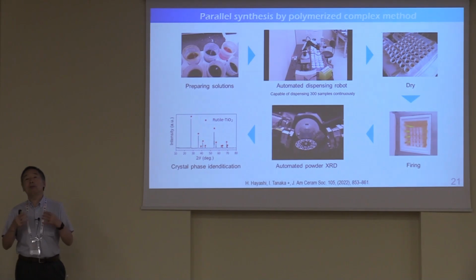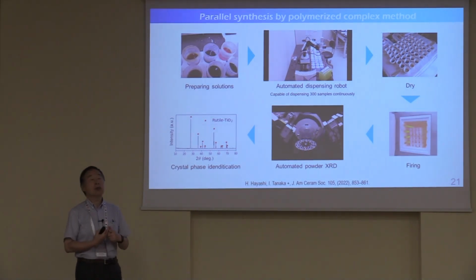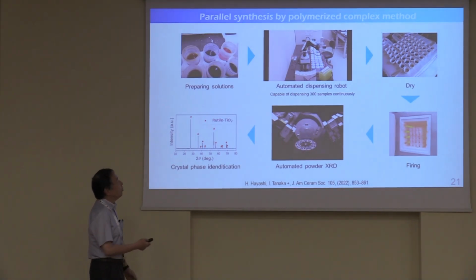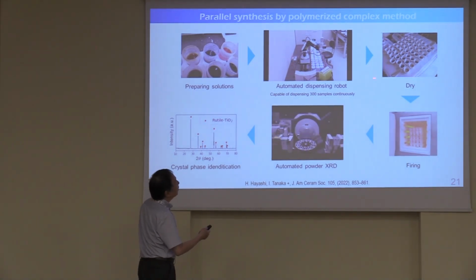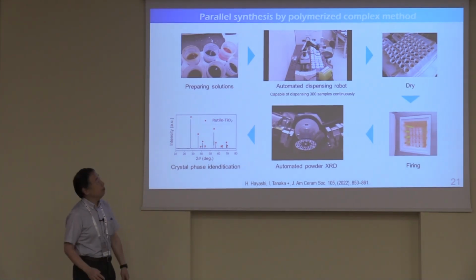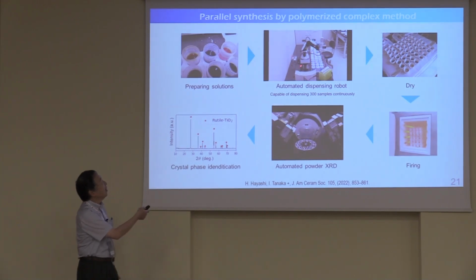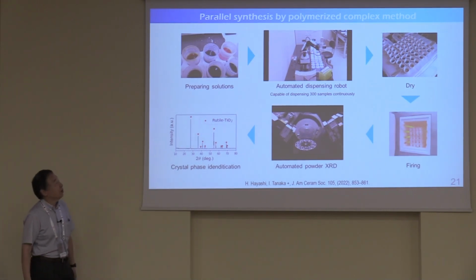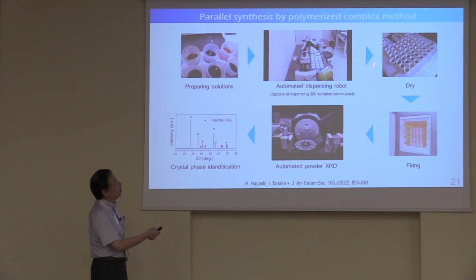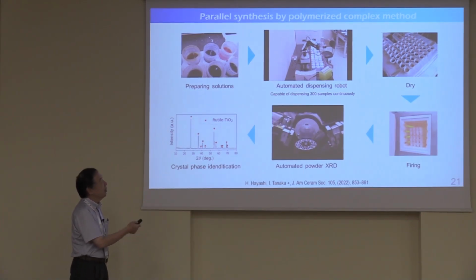But since we use high temperature synthesis for ceramic materials, we have to put all of them into these crucibles. But they are all done by hand, because it's tedious and nobody wants to work, so let's let the robot do that work. And dry that, and then fire it at high temperature.